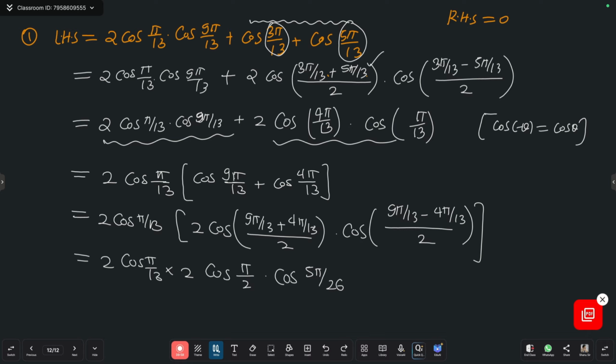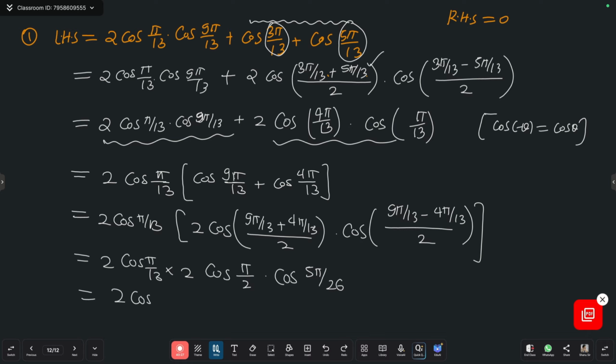Tell me what is the cos pi by 2 value? Pi by 2 means 90, cos 90 value is 0. For that you need this much time? Cos pi by 2 is 0, okay. Every student knows in class 10th cos 90 is 0.